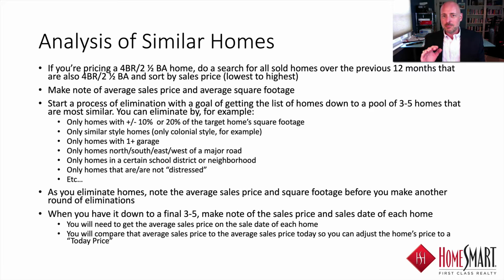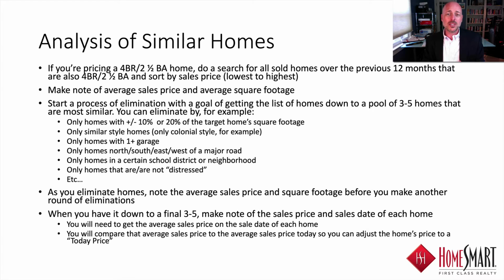So maybe it's only colonials, and maybe that goes from 50 homes to 40. And then plus or minus 10% or plus or minus 20% of the square footage, and that brings you down from 40 to 24. And then a 1+ garage only brings you from 24 down to 20. And then more than half an acre. And you go through this process. Only homes in this specific zip code or north of this specific road or whatever the case may be. But you'll find a way to narrow that list down to somewhere between 3 and 6 homes. All right, and that gives you something to really look at.